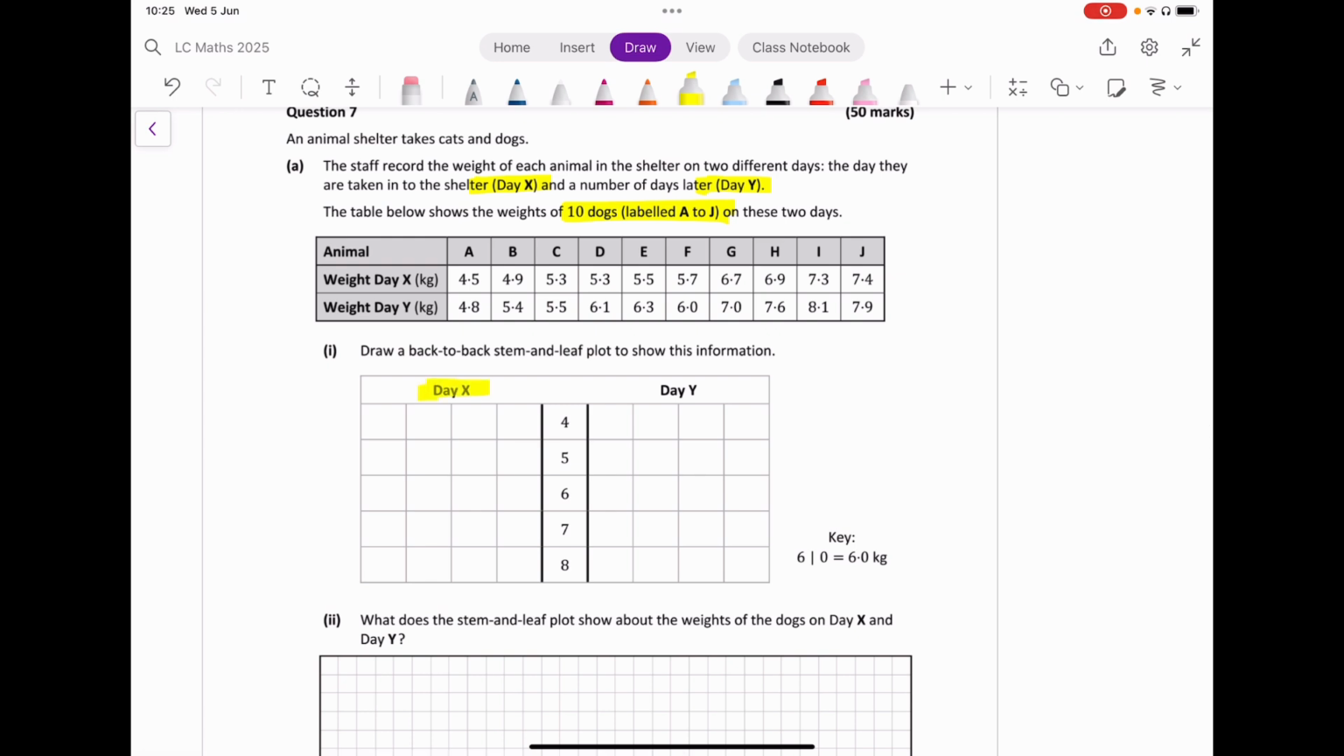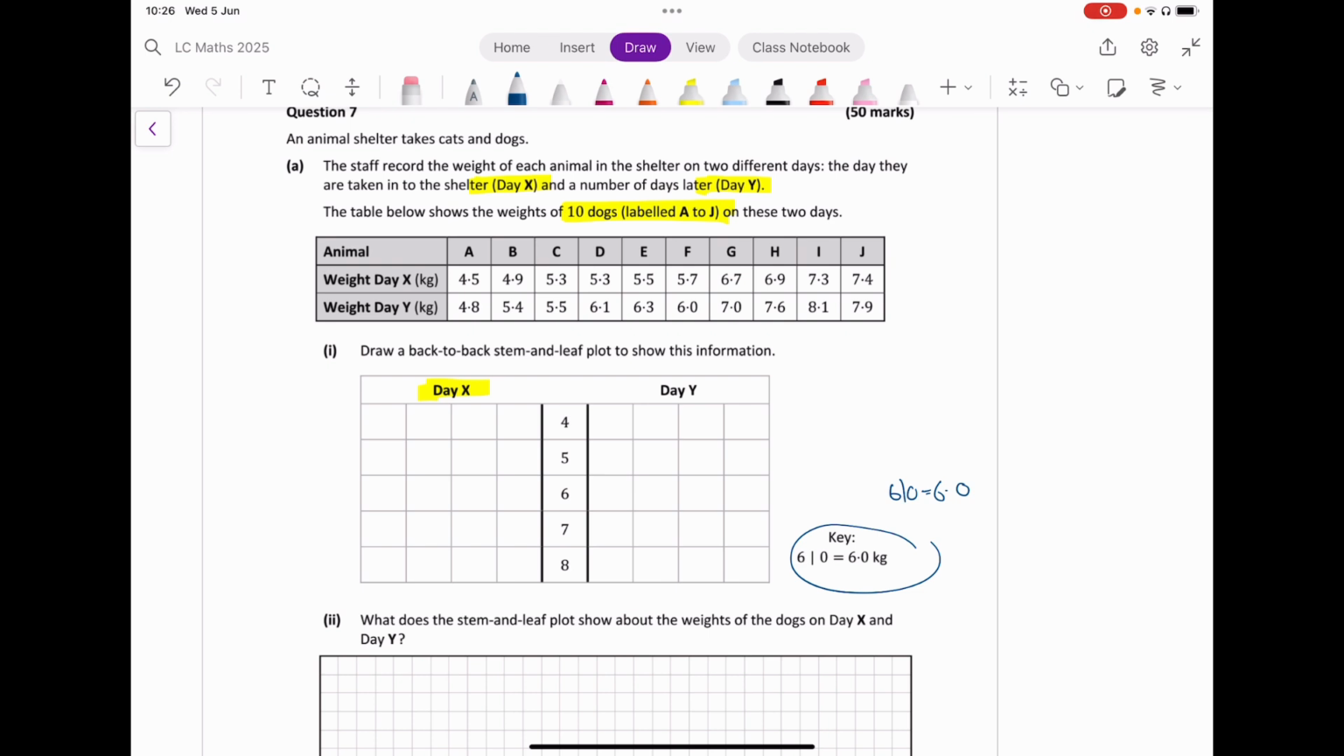So day X is going in here, so let's start with day X. Now, the first thing I always do with a stem and leaf plot, lads, is make sure that my values are in order. So have a quick look here, 4.5, 4.9, 5.3, they are all in ascending order, so that's fine. So now I can just go ahead and pop in my data. My key down here is telling me 6.0 is the same as having 6 and 0. So 0 is equal to 6.0. All I'm doing is putting in the point after the decimal.